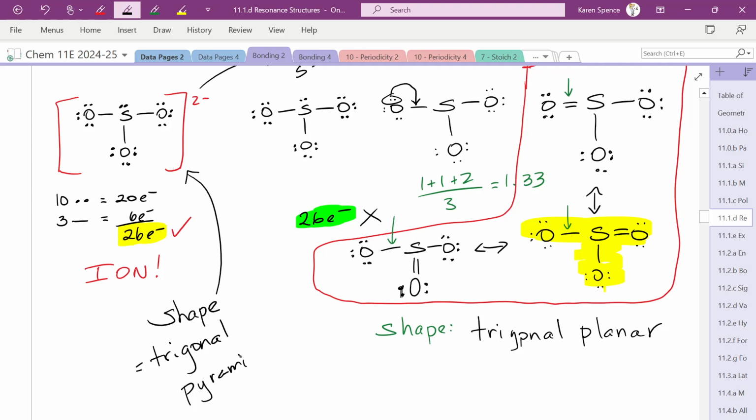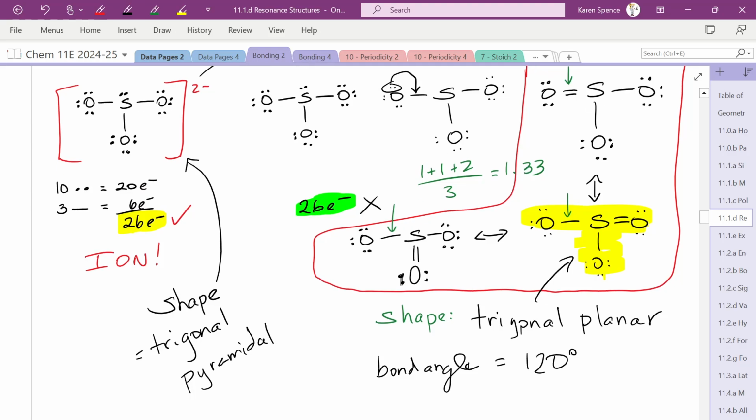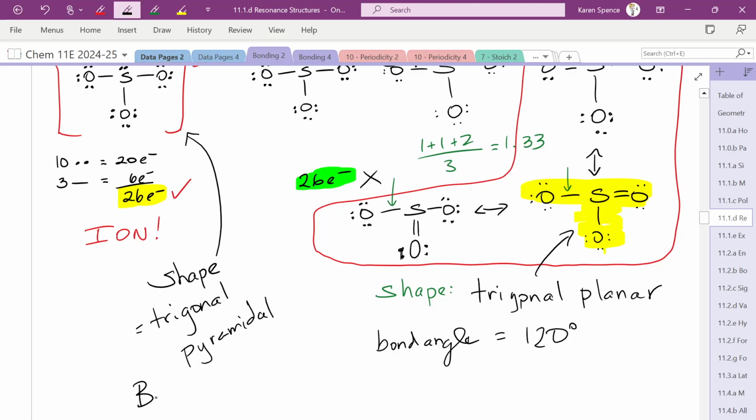Wait, so the non-ion is the planar one and the ion one is... Yeah. So this one is trigonal planar. That one is trigonal pyramidal. What is our bond angle in the one on the right, the neutral molecule? 120 degrees.